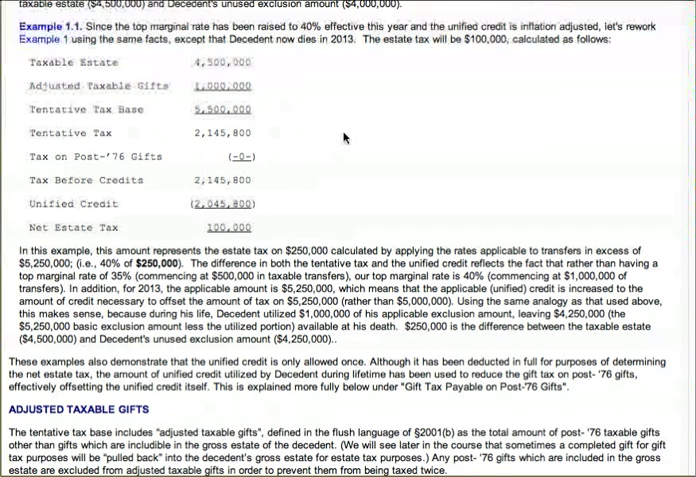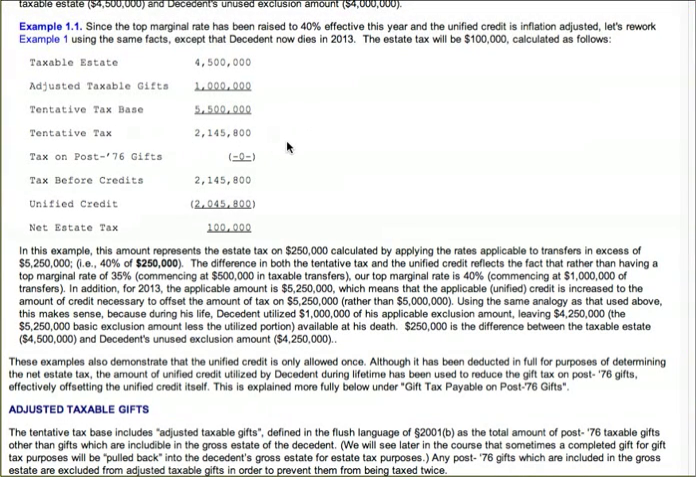But since we're in 2013, and we have a decedent that's dying in the year 2013, we are working with a 40% top marginal bracket to apply to your tentative tax and your unified tax. So the total credit available in the year 2013 would have been $5,250,000. And remember, in the prior example, it was $5 million.